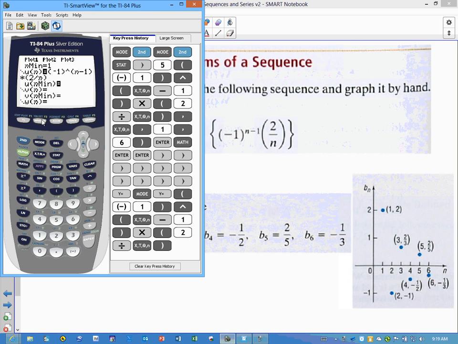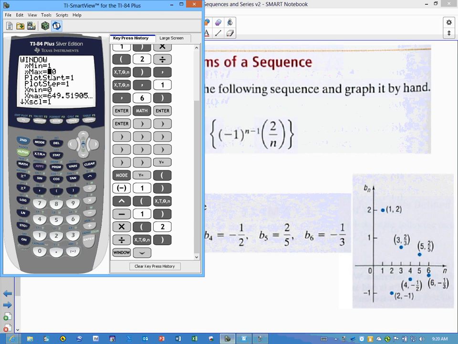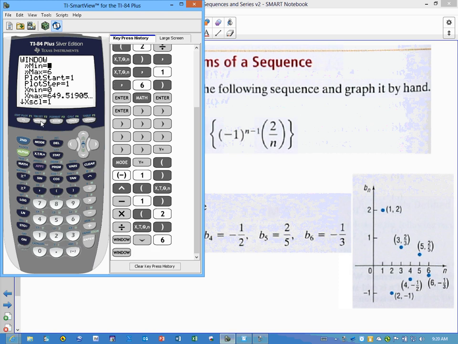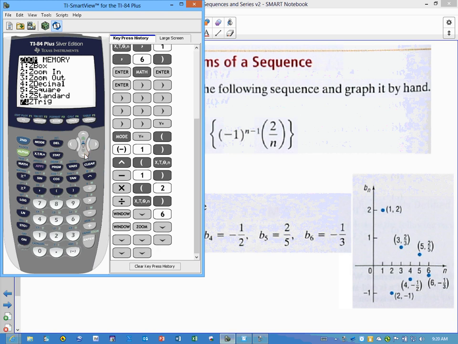So I do that, and then I'm going to go to Window, and we said earlier that we're starting with 1 as our n min, and our max we're going to 6. I'm going from 1 to 6, so I'm going to start at 1. I'm doing 1 for the step, so that's all good. And then for x min and x max, in other words, the window, I'm going to let it set automatically. This is going to be a finite graph. So I'm going to go to Zoom, and then I'm going to choose Zoom Fit, which is Zoom 0.